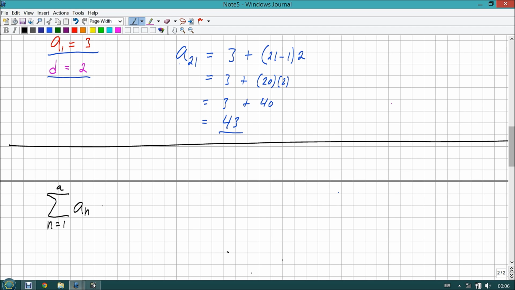Thank you. That formula would look like n over 2 times the quantity a sub 1 plus a sub n.